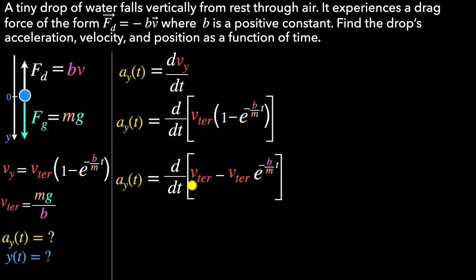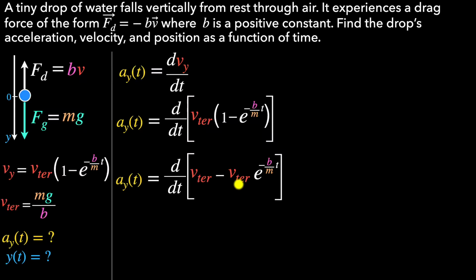Now we can take the derivative. V terminal is a constant. It doesn't change with time. You can see that over here. It only depends upon m, g, and b values, which are constants. They don't change with time. Since this is a constant, the derivative of that with respect to time would be 0. So this part would be 0. Okay, so that means we have to take the derivative of this term.